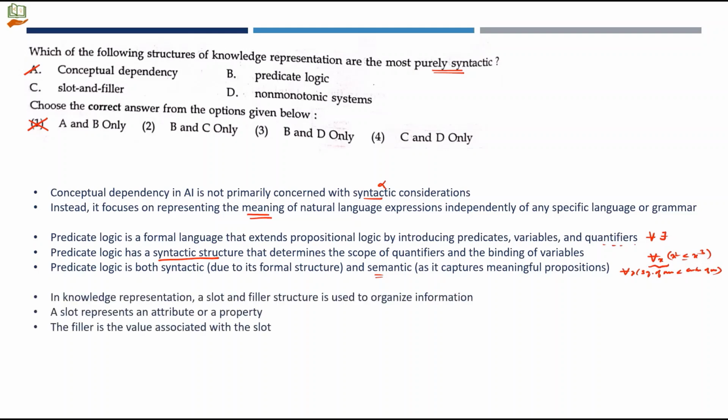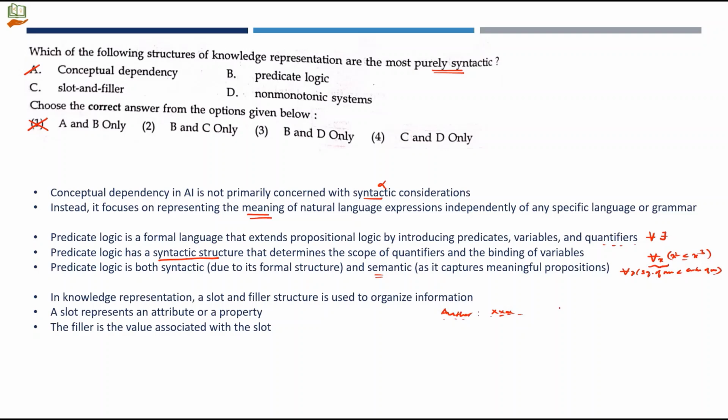In knowledge representation, a slot and filler structure is used to organize information. Slot represents an attribute or property. Say for example, who is the author of the book? This will be the slot. The filler is the value associated with the slot. Author's name is XXX. So this will be the filler value and this will be the slot. The attribute name is the slot and the value associated with the slot will be called as filler.